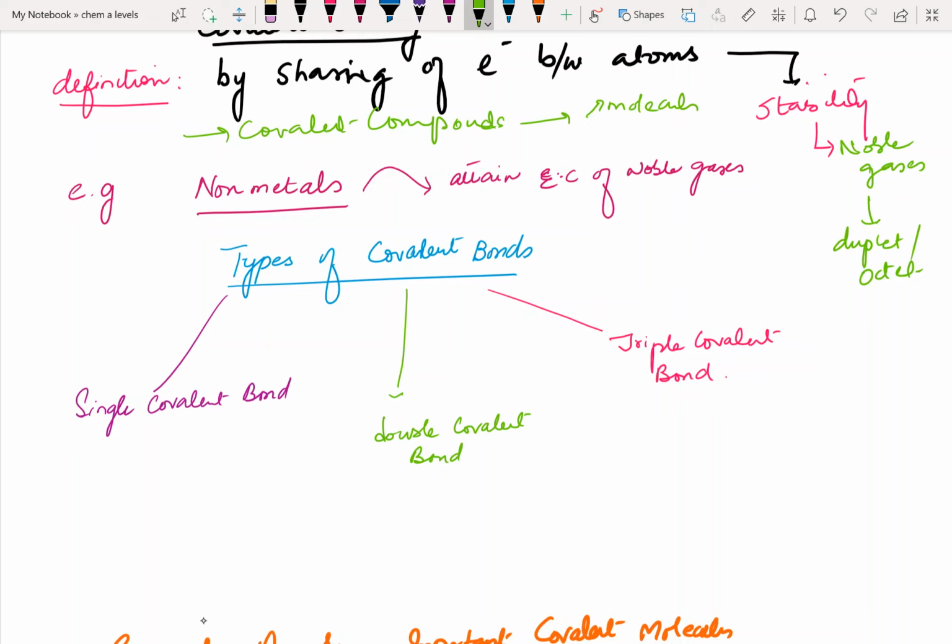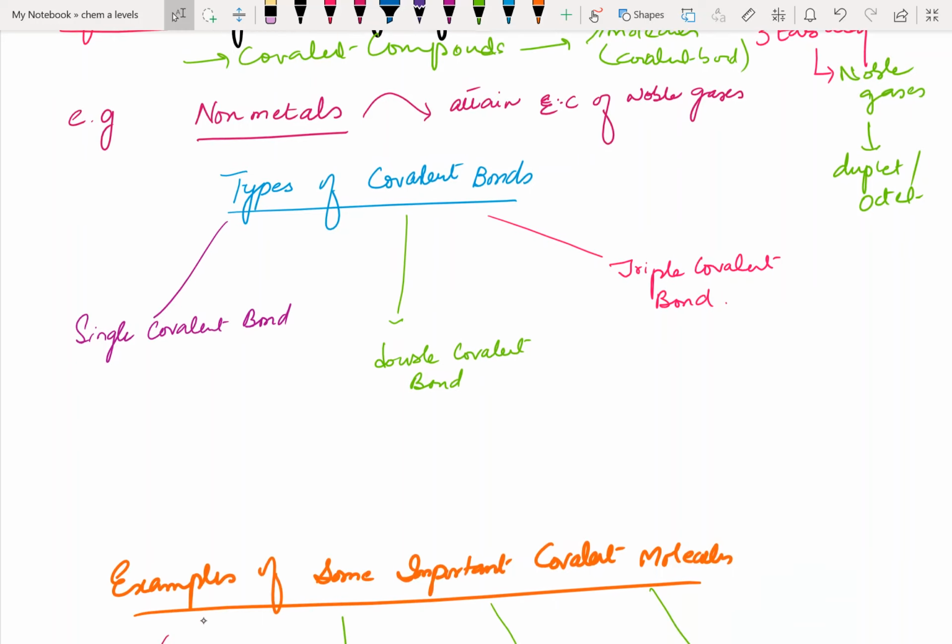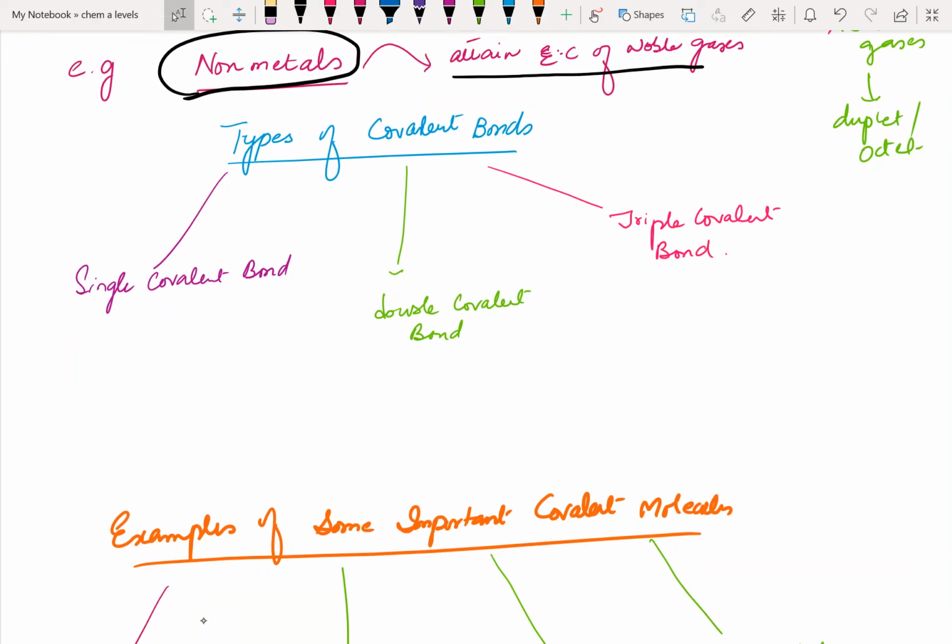A molecule is actually a group of two or more atoms held together by covalent bonds. It is the specific ability of non-metals to be involved in sharing of electrons, and they attain the electronic configuration of noble gases by this strategy. There are three different types of covalent bonds.